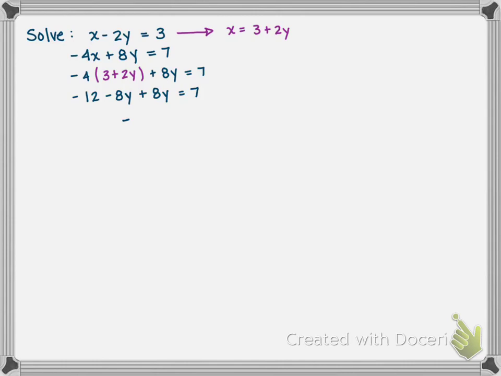So we get negative 12 equals 7, which tells us what? That we have no solution, right? So just like when we were solving equations in one variable, if we end up with a statement that is never true, then we have no solution. If we end up with a statement that is always true, then we have an infinite number of solutions. So in this case, we have no solution to our system.